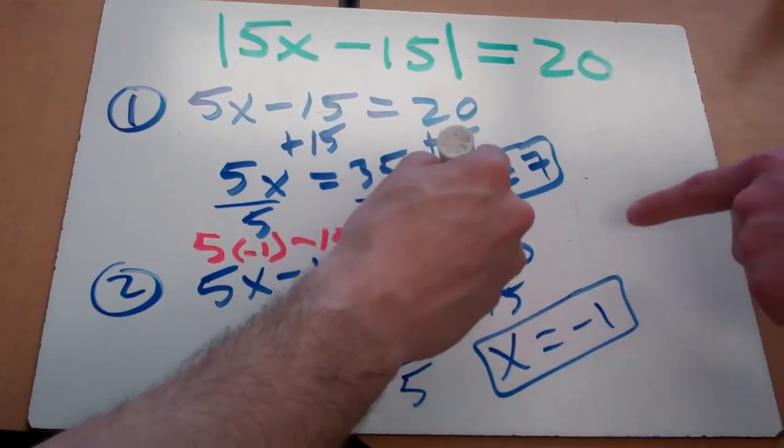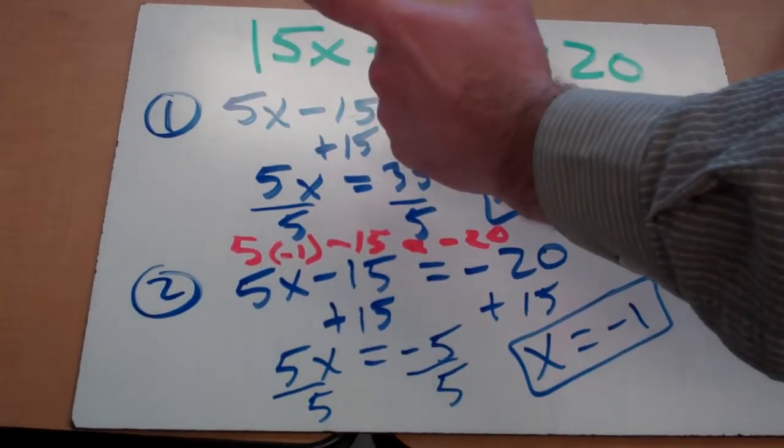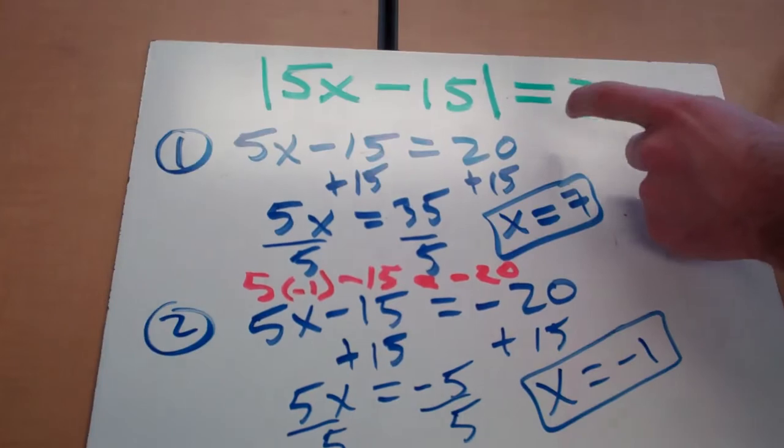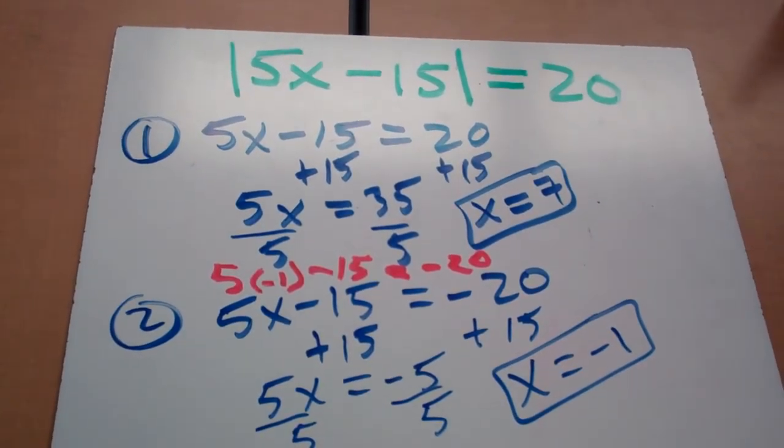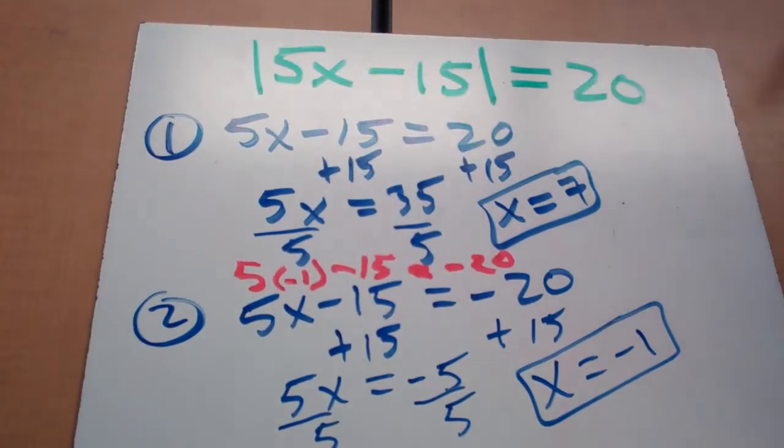So the expression can equal 20 and negative 20 when you have the absolute value signs, but what happens? It always becomes 20. So positives and negatives are dealt with by the absolute values.